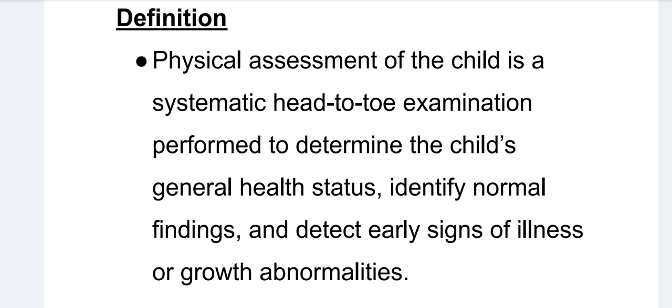Things that you can see, things that you can hear, and things that you can smell. In case the child is having nasal discharge, you can see it, as well as if there's any kind of smell, you can also smell it. Okay, so this is what we mean by physical assessment. It's a head-to-toe examination with the aim of finding any illness or abnormality. I believe that was okay.